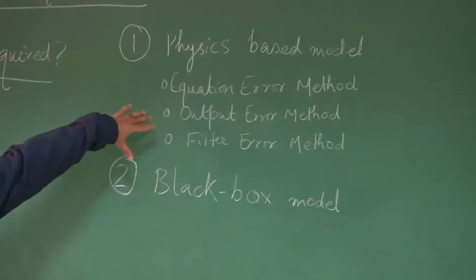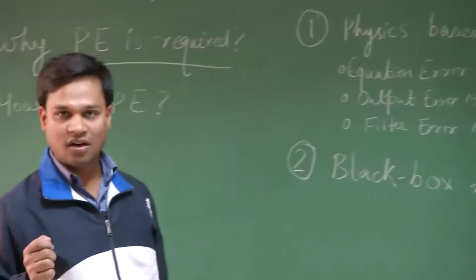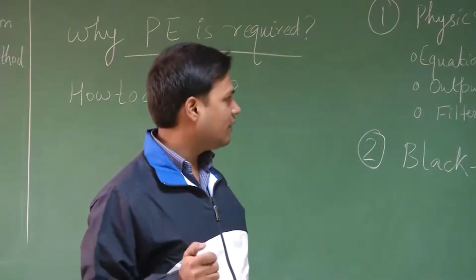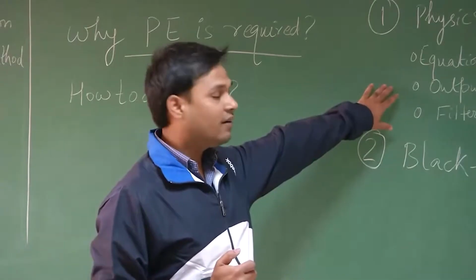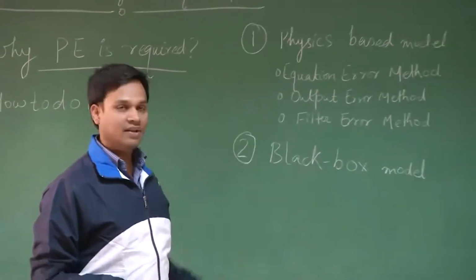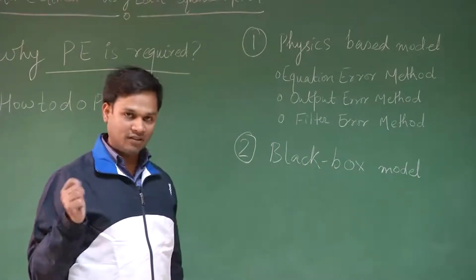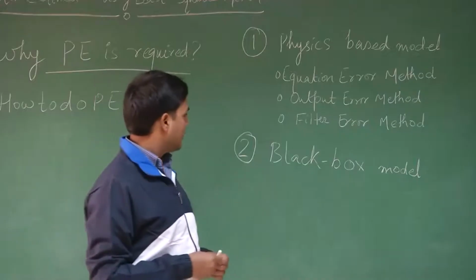Suppose there is some error in the instrument, like your instruments are not functioning well, meaning you have measurement noise available. Then the output error method is preferred. The output error method can be the best option. The next class is the filter error method, where you have noise in both, the process noise as well as the measurement noise. Then you can go for the filter error method, right?